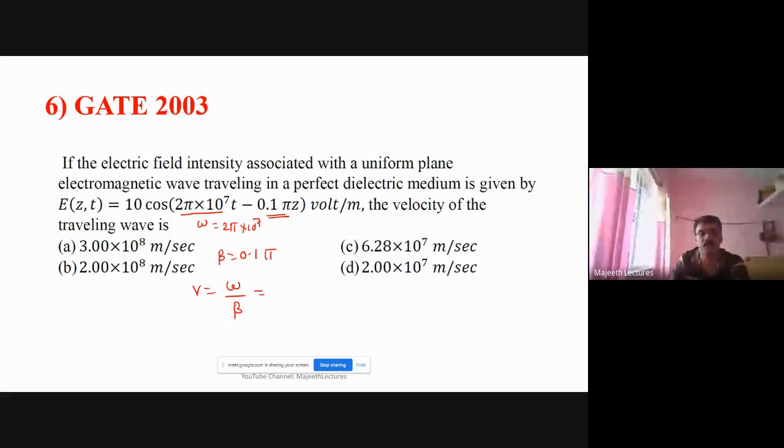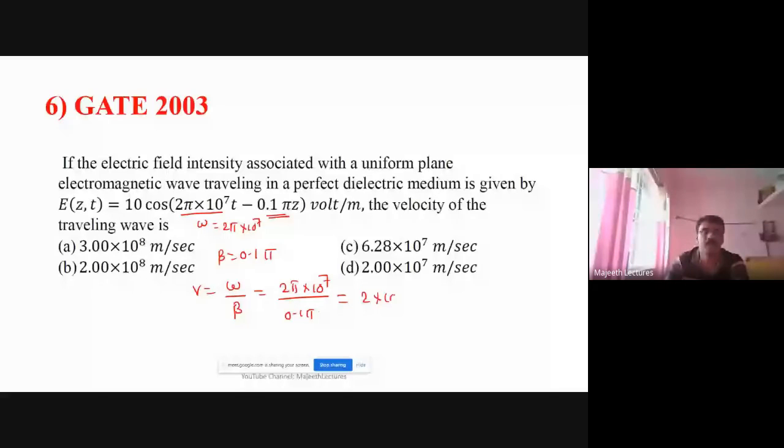I think this question we have already seen, like this only. So the same question but different wording. 2 pi into 10 power 7 divided by 0.15 is equal to 2 into 10 power 8. So option B is the right answer.